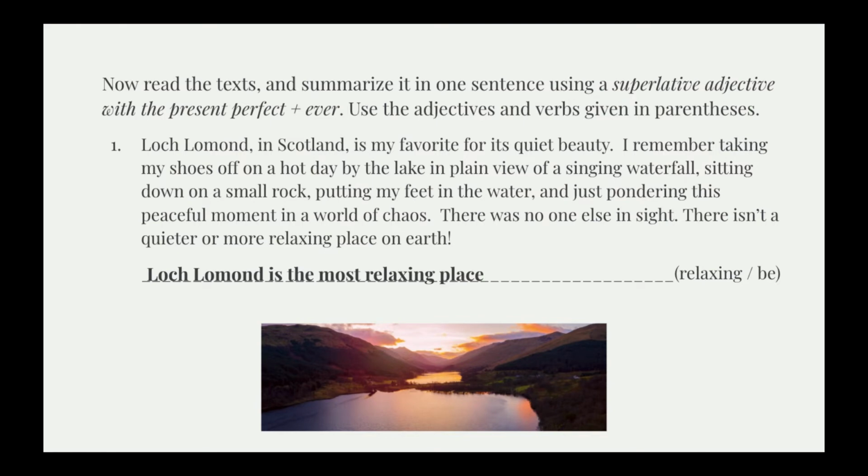I am the one talking, so I is the subject. The auxiliary verb is have because the subject is I, followed by ever, giving emphasis, and then the past participle of verb be, this time verb be here, it's functioning as go. That's why we use this preposition to after it. So Loch Lomond is the most relaxing place I've ever been to.